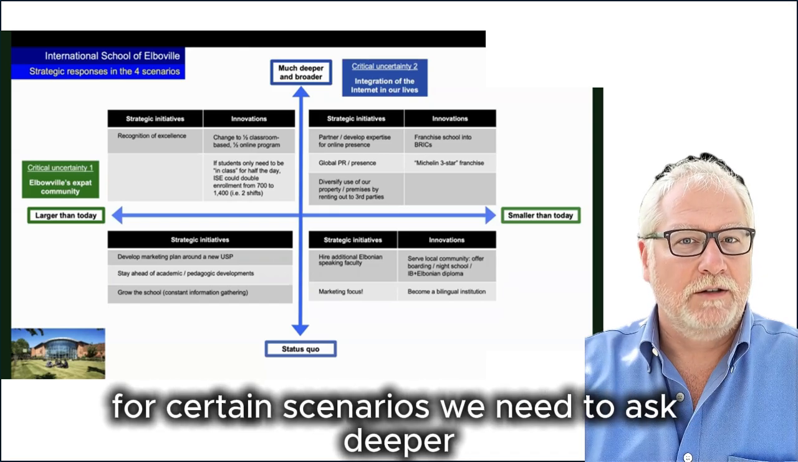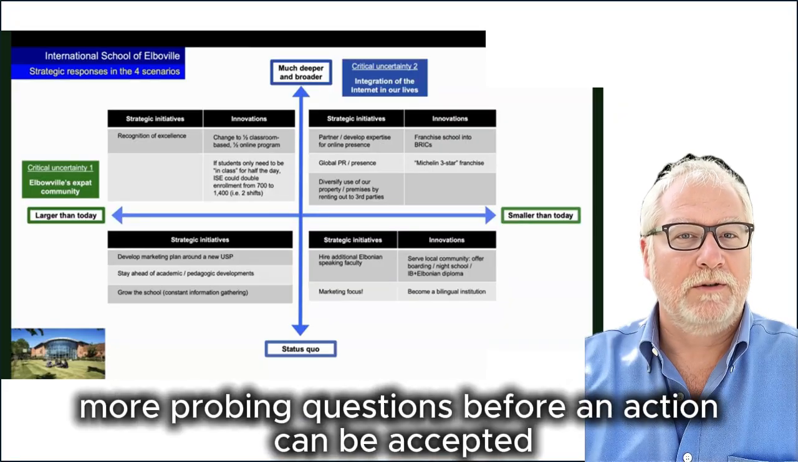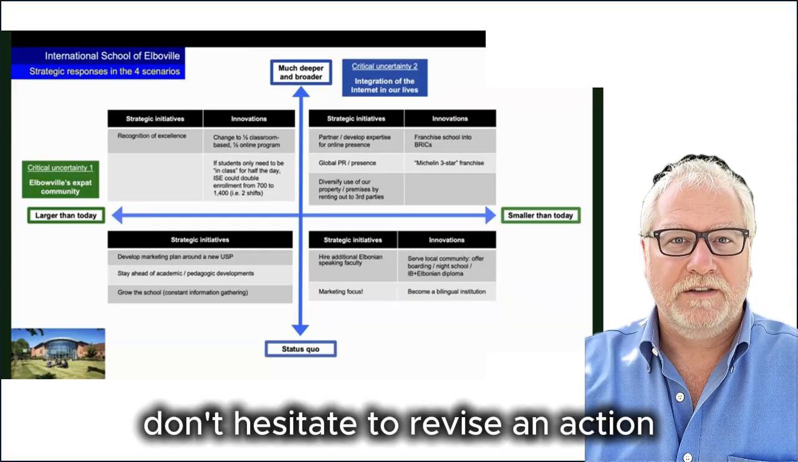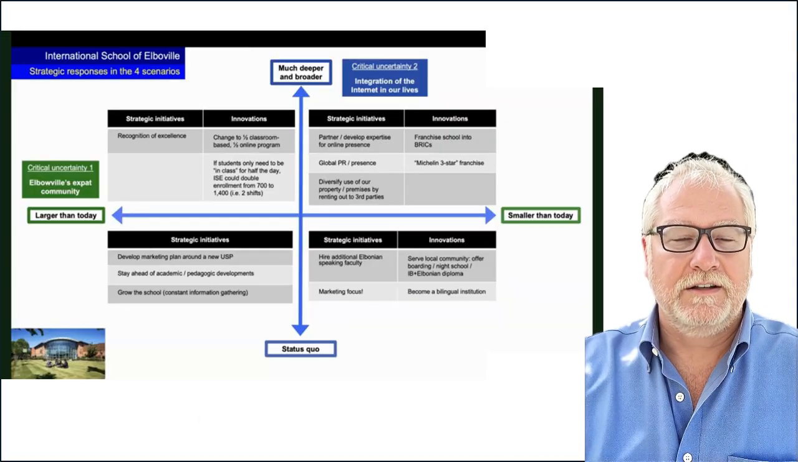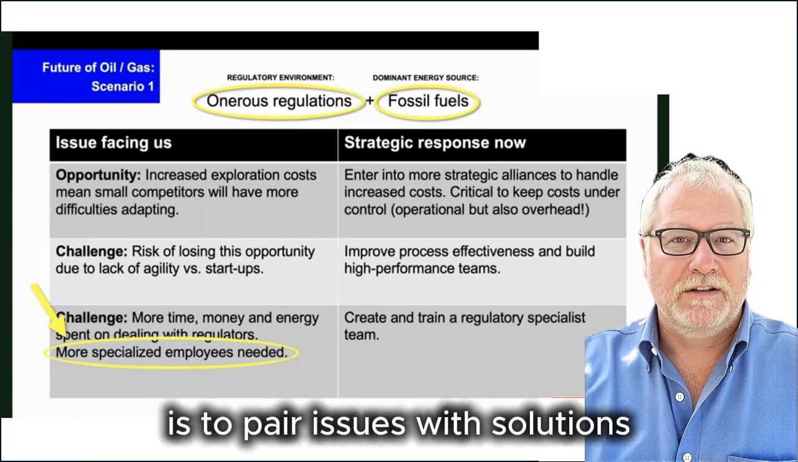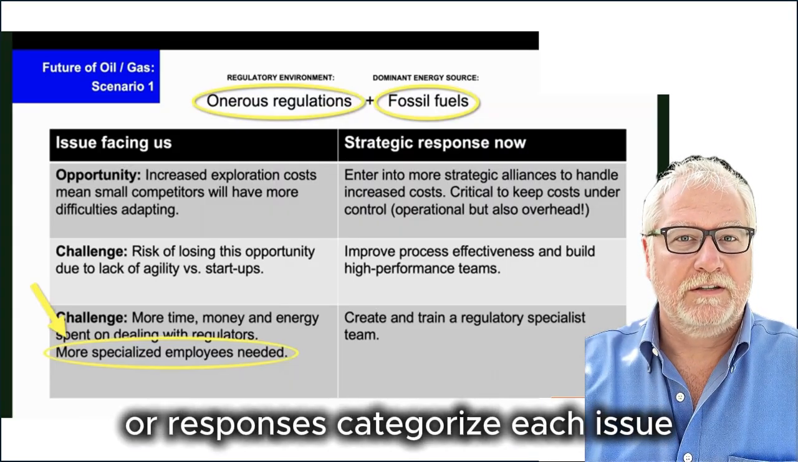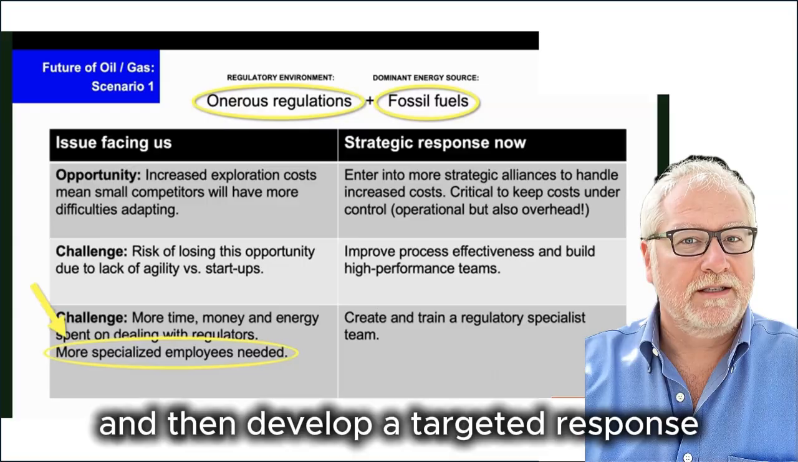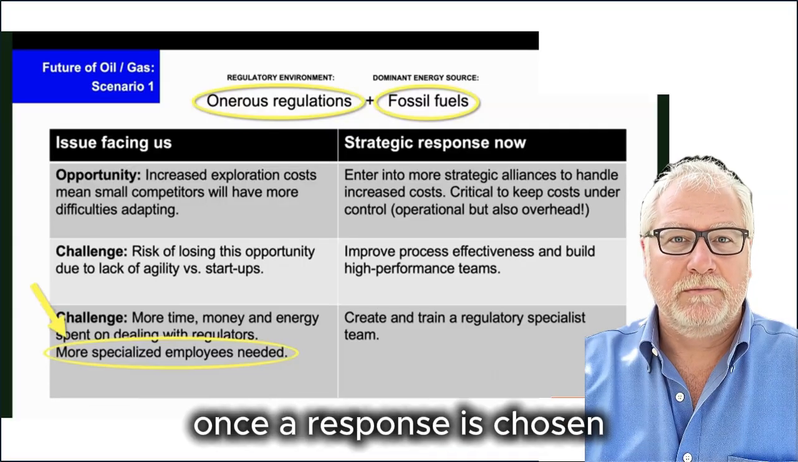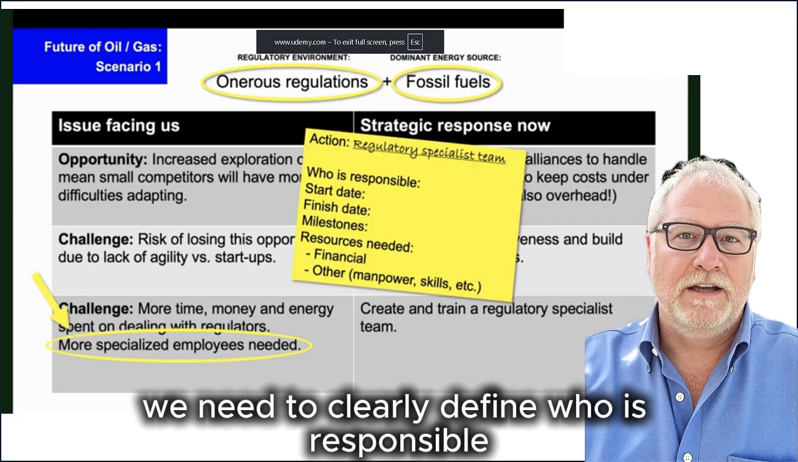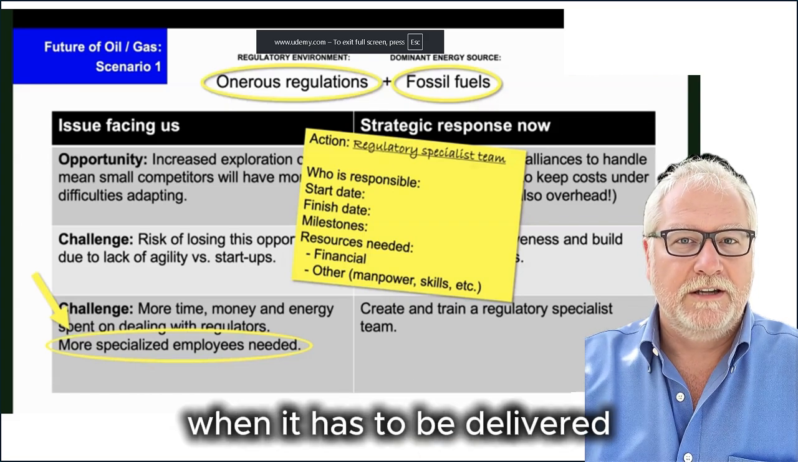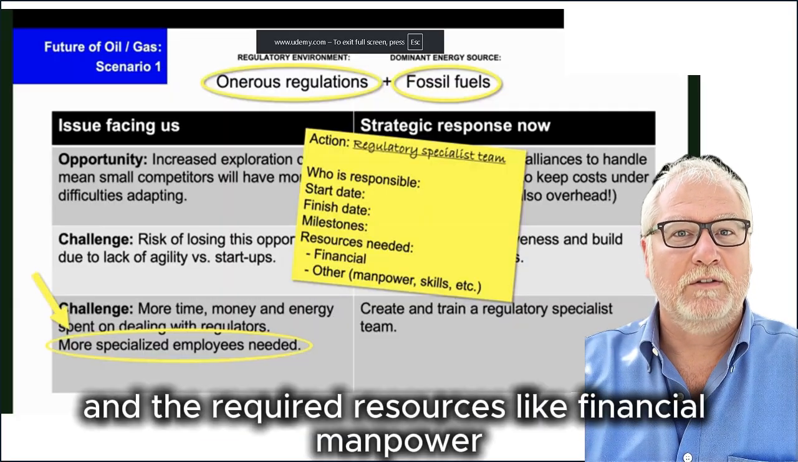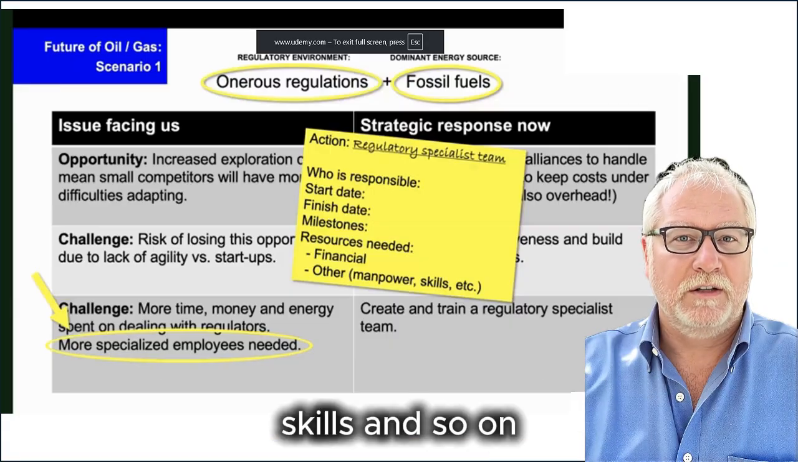For certain scenarios, we need to ask deeper, more probing questions before an action can be accepted. Don't hesitate to revise an action to make it more specific. Another method for developing actions is to pair issues with solutions or responses. Categorize each issue as either an opportunity or a challenge, and then develop a targeted response. Once a response is chosen, we need to clearly define who is responsible, when it has to be delivered, the necessary milestones, and the required resources, like financial, manpower, skills, and so on.